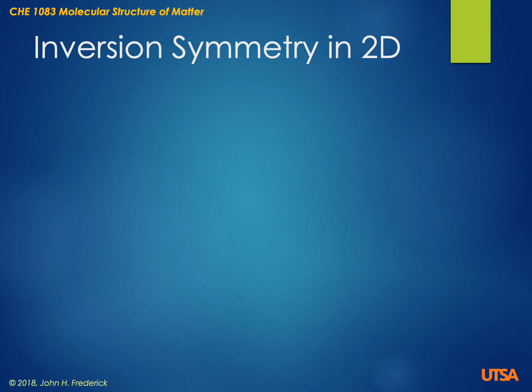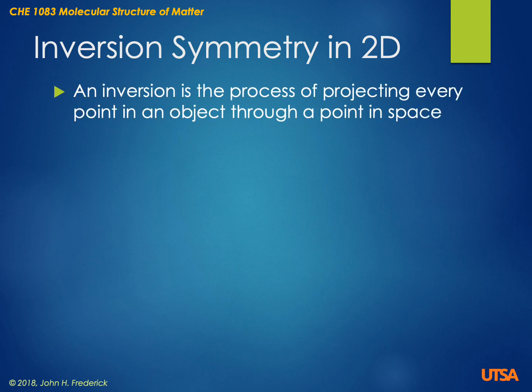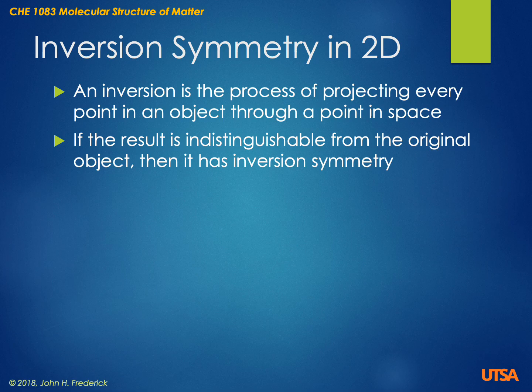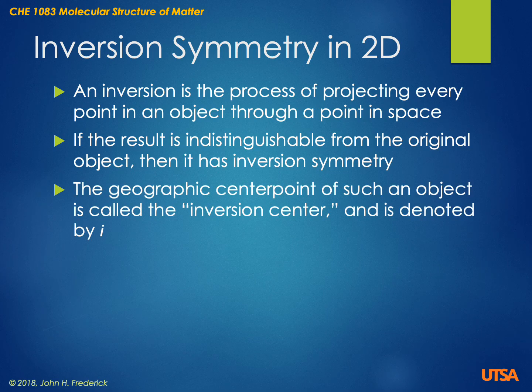Our last example of a symmetry element is inversion, and let's look at inversion symmetry in 2D first, and then we'll later look at 3D. Inversion is the process of taking every point on an object, projecting it through the middle of the object to the opposite side, to a spot that is equidistant from that center. If the result of doing that inversion is an object that is indistinguishable from the original, then it has inversion symmetry. We denote it by an inversion center that is called I.